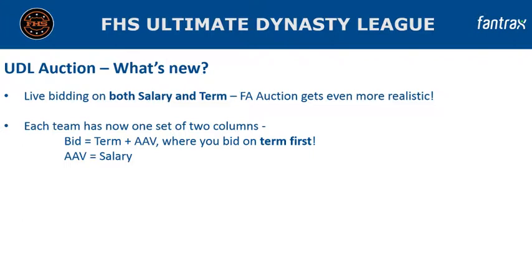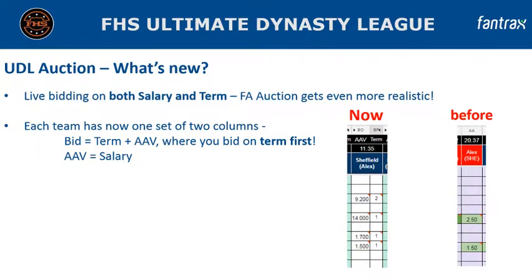signed. On the technical side, each team will now have a set of two columns instead of the one single column that we had in previous seasons. You can see it here on the left compared to the previous seasons on the right. So each bid, and whenever we refer to bid, we will always have term and salary in mind. So AAV and salary are used everywhere interchangeably because the UDL uses only flat salaries.